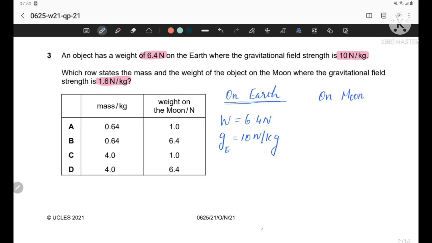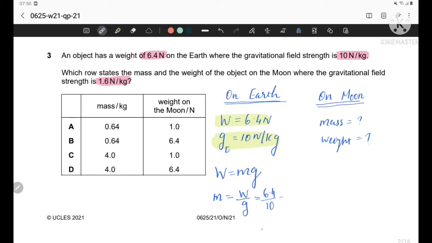And we need to find out on the Moon what will be the mass of this object and the weight of this object. So first of all, using these given values, we can find out the mass of the object using the equation W is equal to mg. Here we have weight and g, so we can calculate mass by making mass the subject. So mass is weight over gravitational field strength, where weight is 6.4 over 10. So we get 0.64 kilogram. That means the mass of this object is 0.64 kilogram.